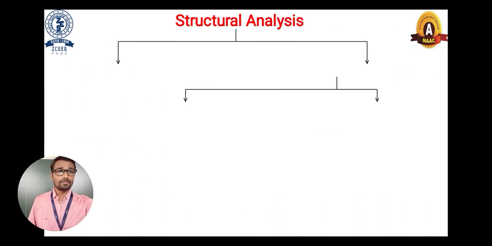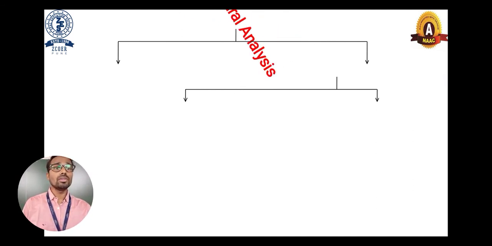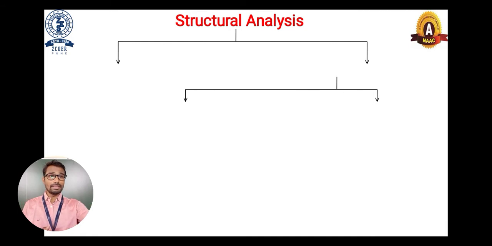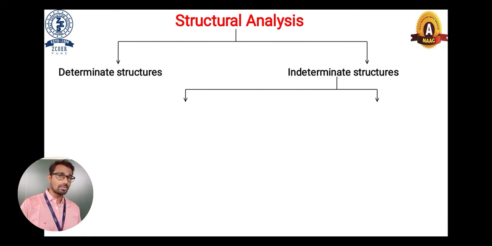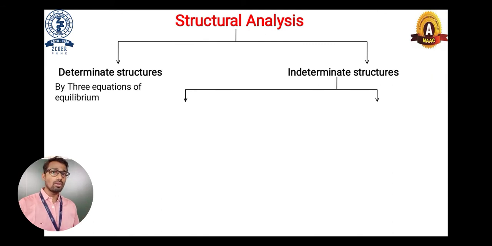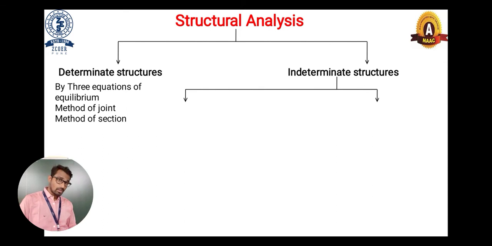Now next, structural analysis is bifurcated into two different types: determinate structure and indeterminate structure. Obviously, determinate structure you have already gone through, by the three equations of equilibrium: summation Fx equals 0, summation Fy equals 0, and summation of moment equals 0. That is the three equations of equilibrium. You have already seen the method of joints in engineering mechanics, and the method of sections also. These have been covered in engineering mechanics as well as in the strength of material subject.